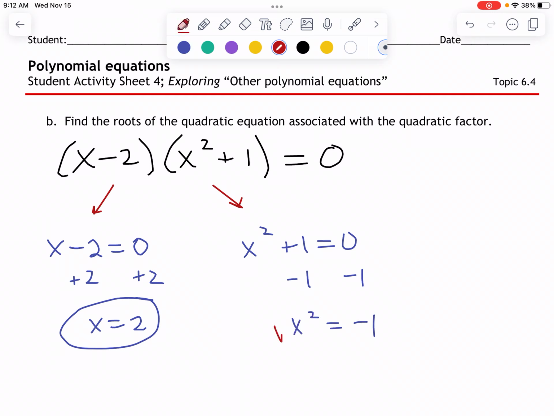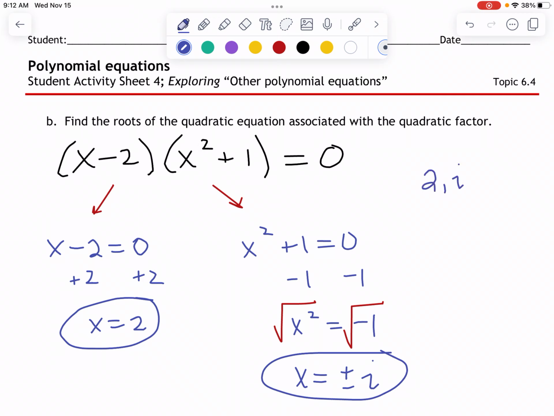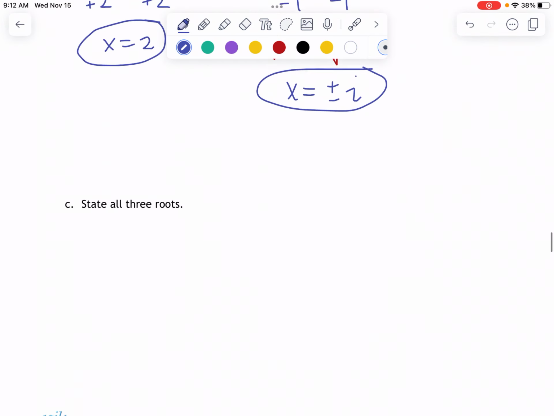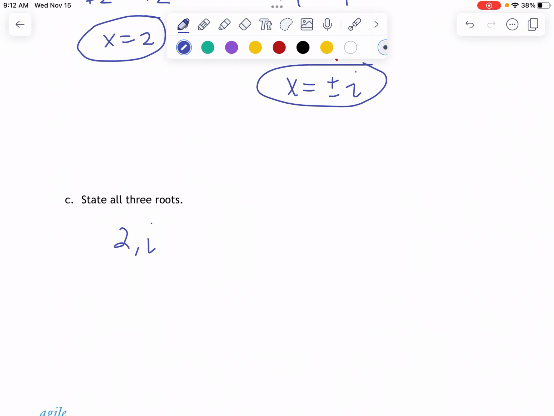To undo squared, I'm going to square root here. And the square root of negative 1 is going to give me a plus or minus i. So I have 3 roots hanging out here. I have 2, I have i, and I have a negative i as my 3 roots to this equation. All right, oh, hanging out down here. They want me to write it down here. All right, there we go.